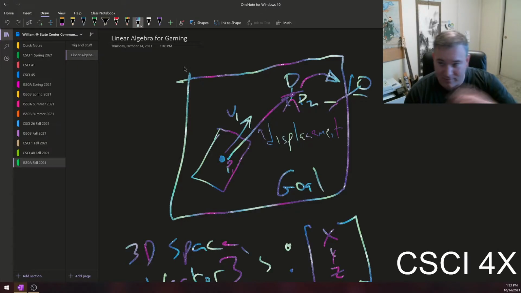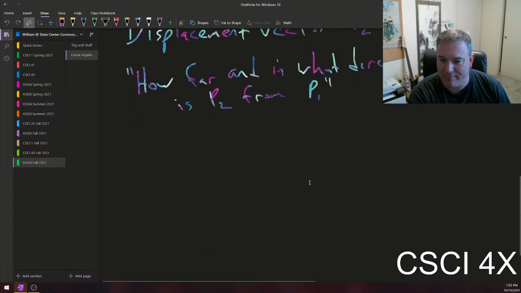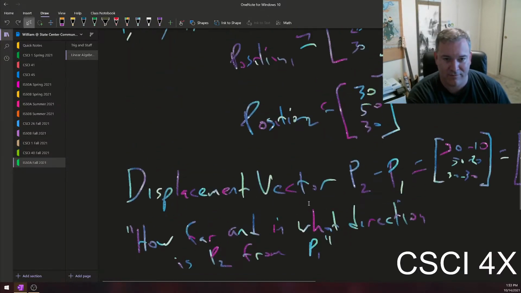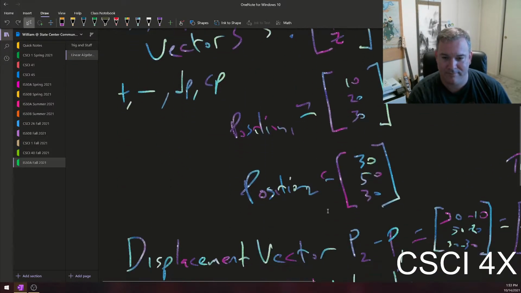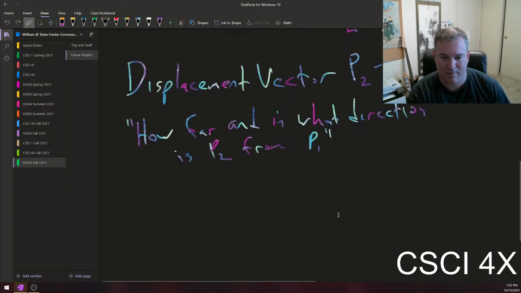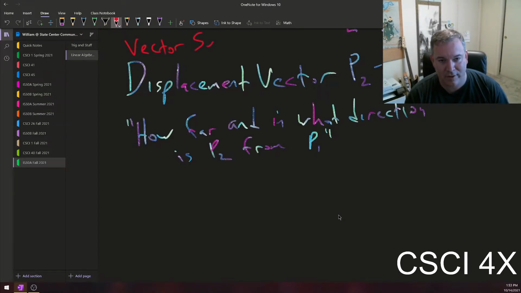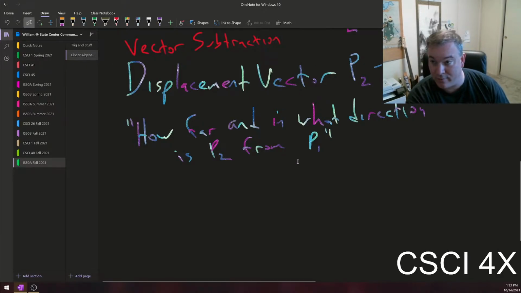Okay, let's do vector addition then. So this is called vector subtraction, right here. Let's put this in red. Vector subtraction is useful for finding out how far away two things are from each other. That's what we use vector subtraction for a lot.